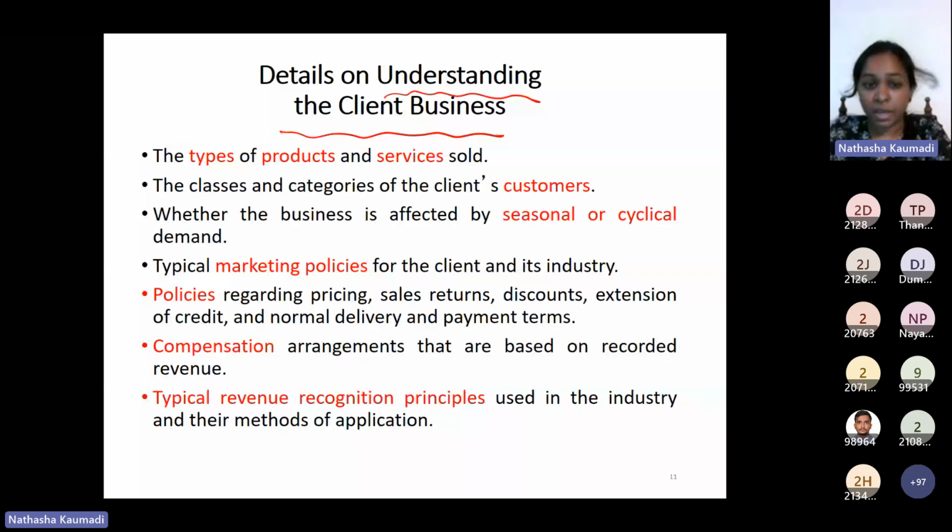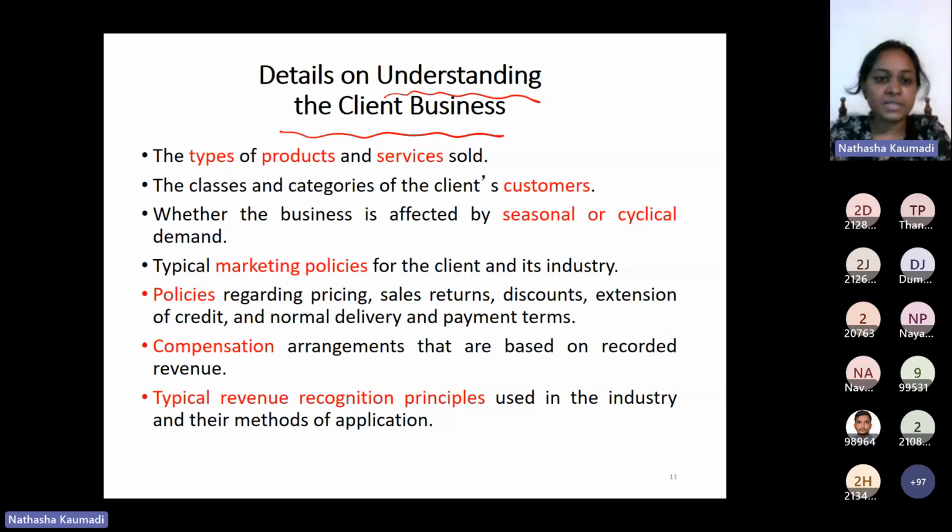The types of products and services. As the auditor, you need to have a good understanding, as if you are a company employee now. You need to understand each and everything happening in the revenue system. What are the goods? What are the services? What are the types? What are the sizes? What are the brands? Everything you need to understand.